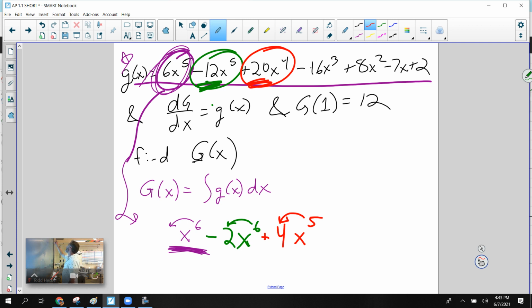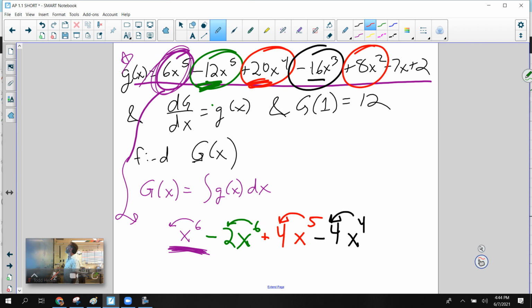All right. Let's do black. So minus x to the 4th. So it's x to the 3rd now. Before I took my derivative, it was x to the 4th. 4 times what is 16? Oh, it must be 4.